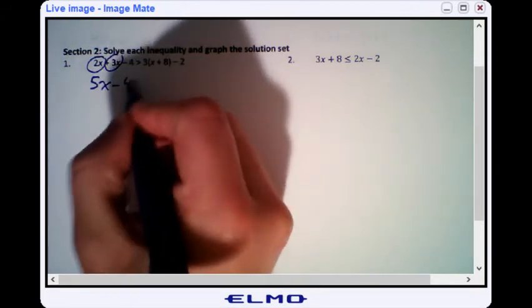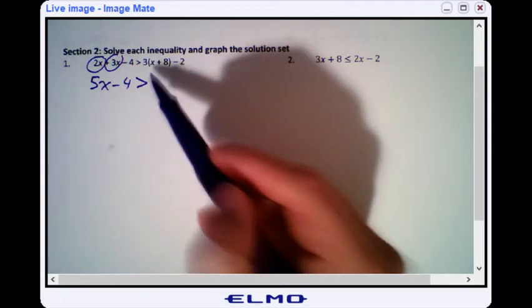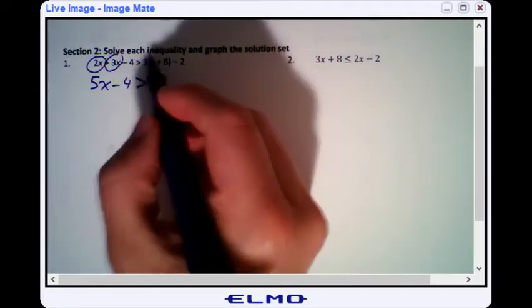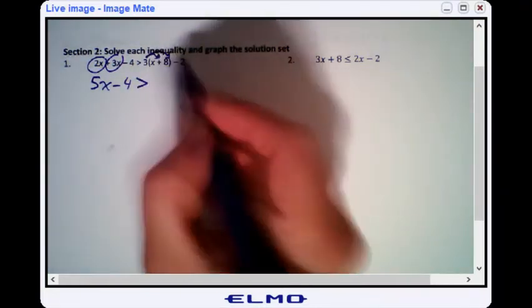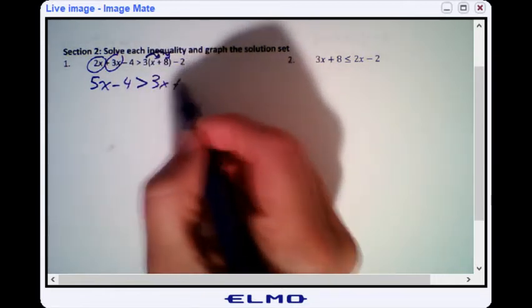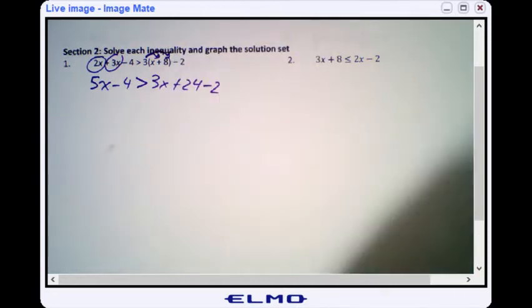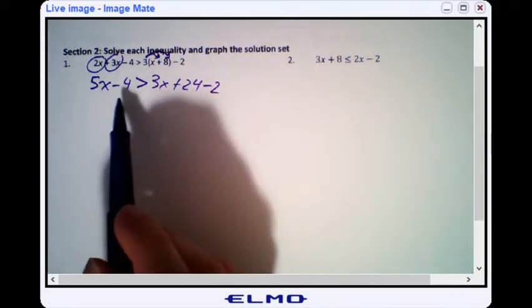And just bring down the minus 4 is greater than, I see parentheses, so I'm going to distribute, which means multiply the number on the outside by everything inside the parentheses. So I'm going to get 3x plus 24. I'm going to bring down the minus 2. The left side is as simplified as it can get or cleaned up.